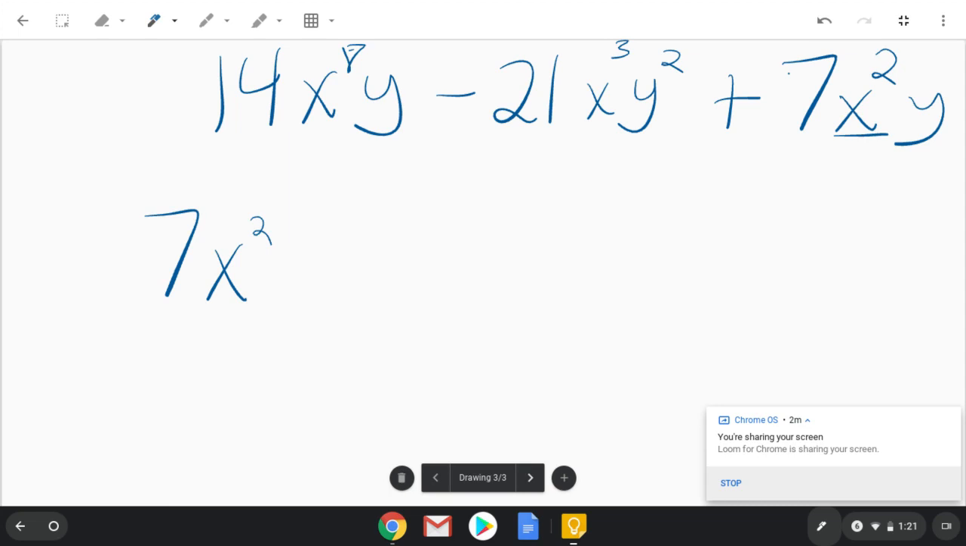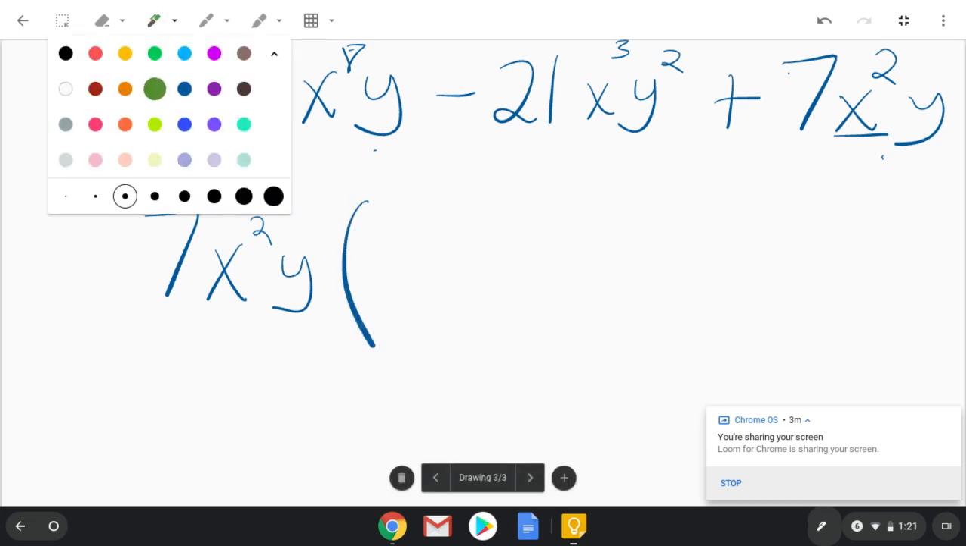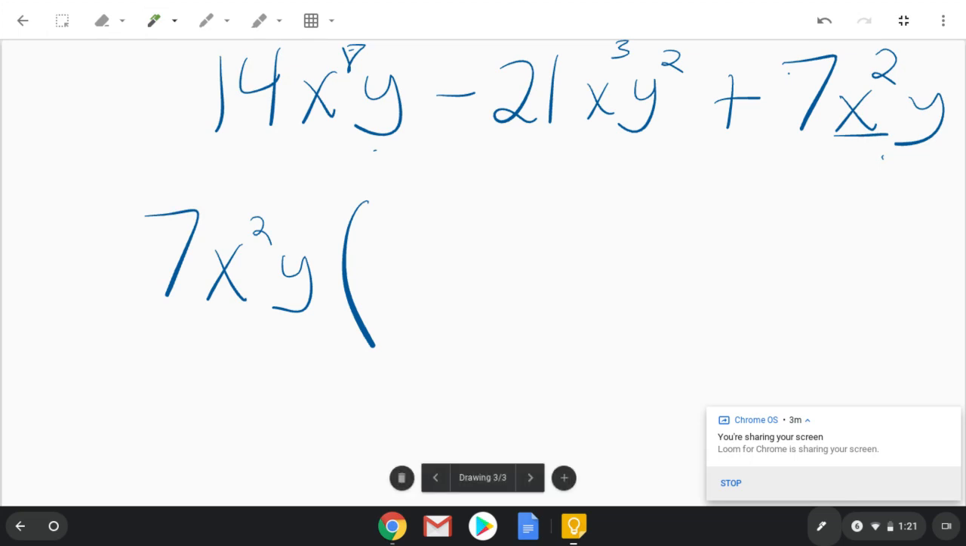And it looks like they also all have a y in common. And since the first and the third term only have one y, that's the biggest y that we can take out. All right, open some parentheses. Let's make a different color here. All right, 7x squared y times, well, I know 2 is going to get me to the 14 that I need. From x squared to x to the 8th, that's going to be an x to the 6th is what I need. And the y is already taken care of for us.